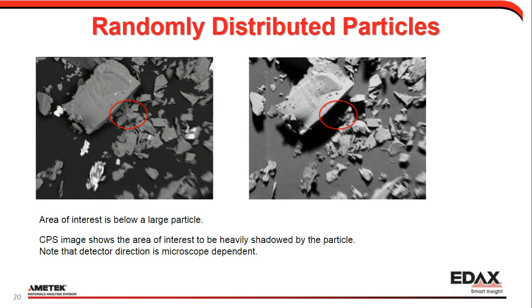In this case, the CPS map shows the area of interest is heavily shadowed by the particle, so that's why we see the strong absorption in the low energy range. Also from this CPS image, we can figure out the detector direction is to the top right, based on the shape of the shadow, the black area. Note that detector direction is microscope dependent, so it can be any direction depending on where you mount your detector.